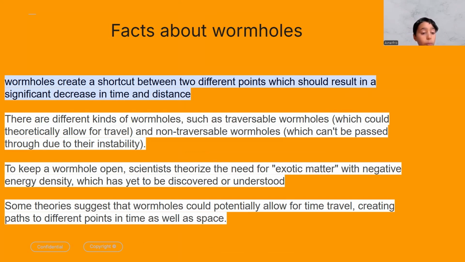To keep a wormhole open, scientists theorize the need for exotic matter with negative energy density, which has yet to be discovered or understood. Some theories suggest that wormholes could potentially allow for time travel, creating paths to different points in time as well as space. Okay?